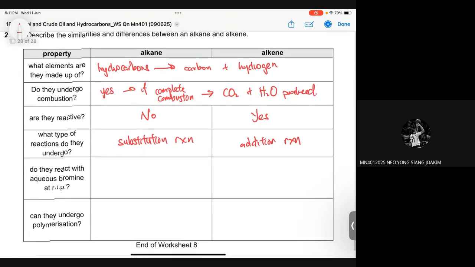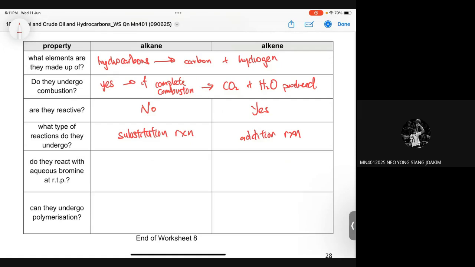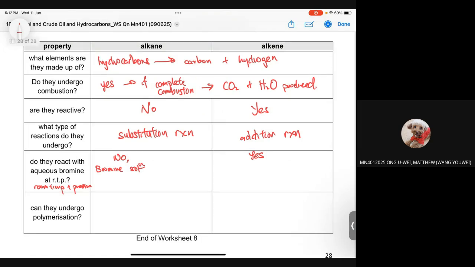Okay, next one, Matthew. Do they react with aqueous bromine at room temperature and pressure? RTP stands for room temperature plus pressure. Okay, so room temperature and room pressure. So do they? Alkane, no. Then alkenes? Yes. Okay, now tell me what's the observation? If you add bromine solution to alkane, what do you think you observe? How do you know that they don't react? No visible reaction. Okay, so no visible reaction is one way to say it, but in this case here, you know the color of the bromine solution, right?